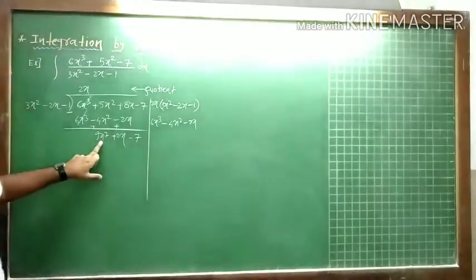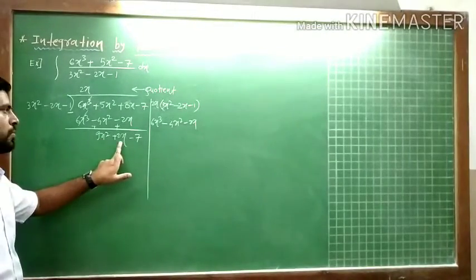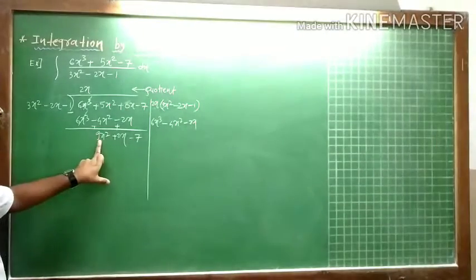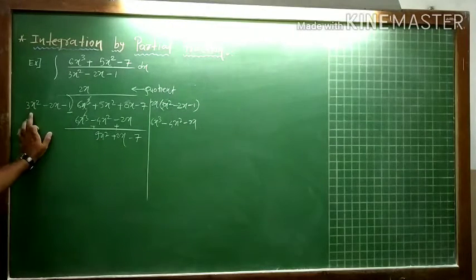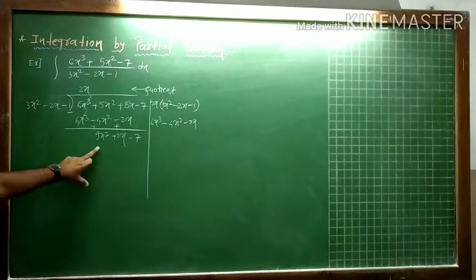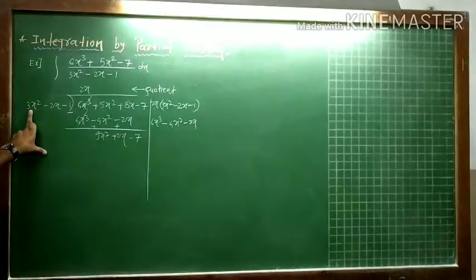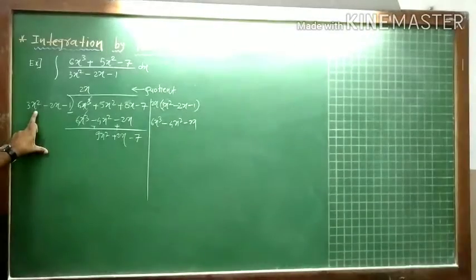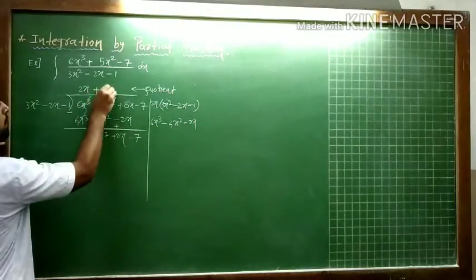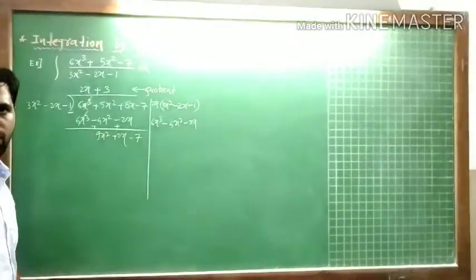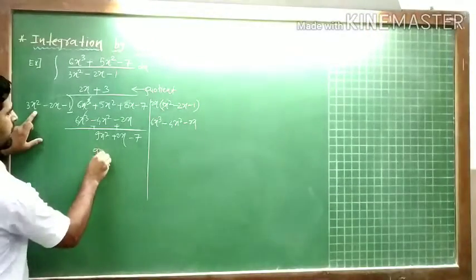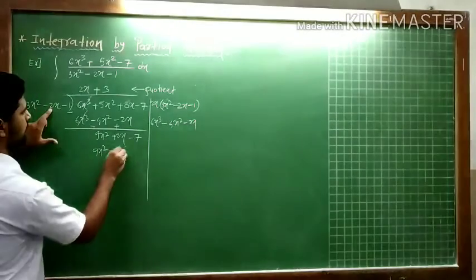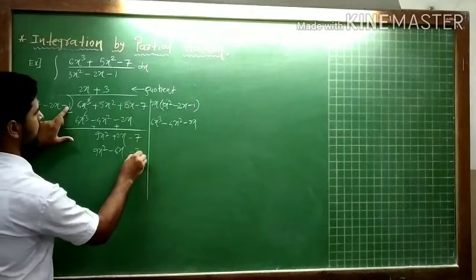So again, take the first term of 9x square plus 2x minus 7. 9x square is your first term that we want from this 3x square. So by what will you multiply here? If I multiply by 3, I will get 9x square. So I multiply by positive 3. So write plus 3 as your quotient, and multiply here by 3. So 3 into 3x square, 9x square. 3 into 2x, minus 6x. 3 into 1, minus 3.